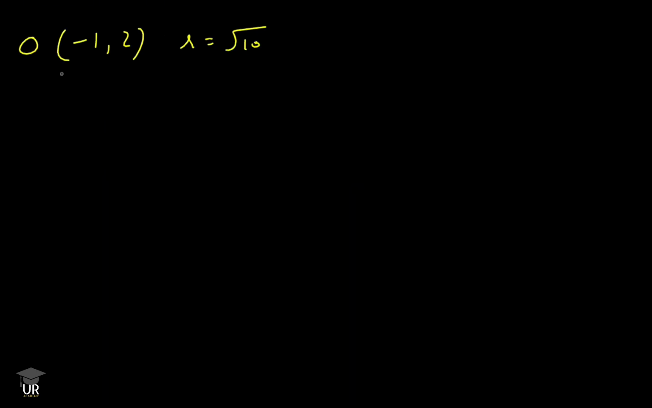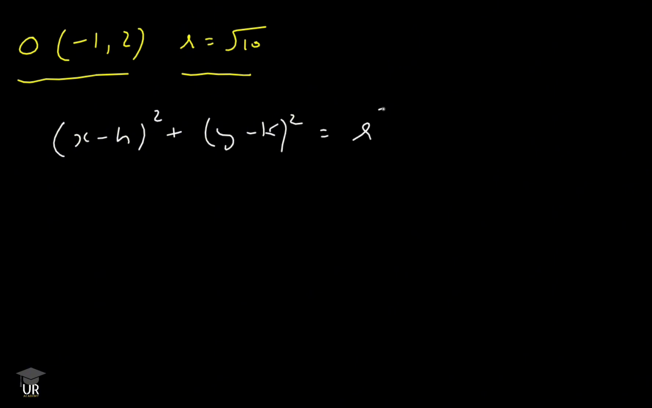So now using this center and this radius, I can easily find the equation of the circle. The formula for the equation of the circle is x minus h whole square plus y minus k whole square is equal to r square. So minus 1 comma 2, these are the coordinates of h and k. So mind that h is going to be minus 1 and k is 2.